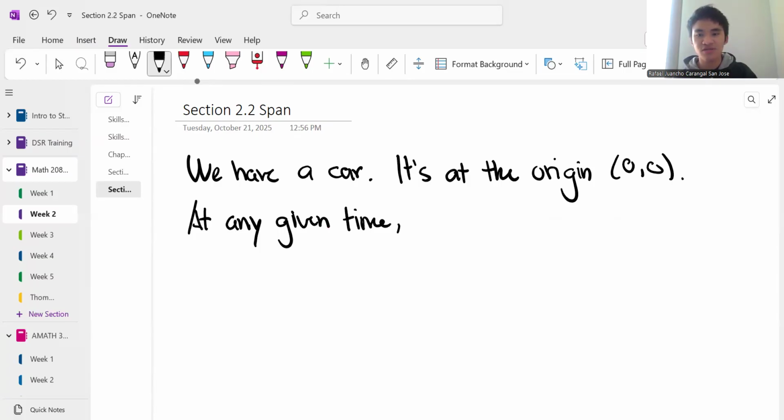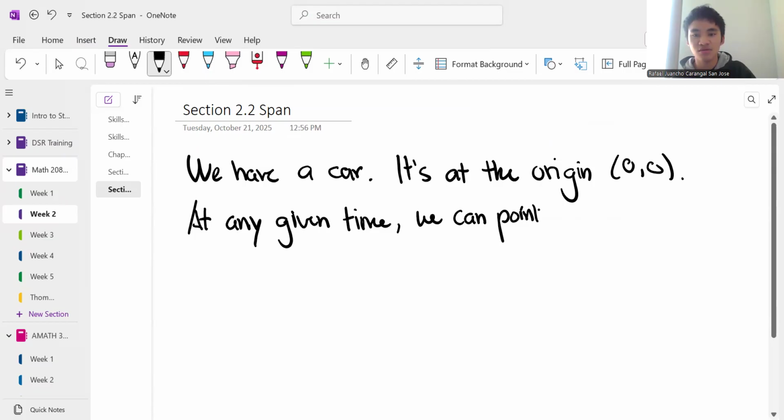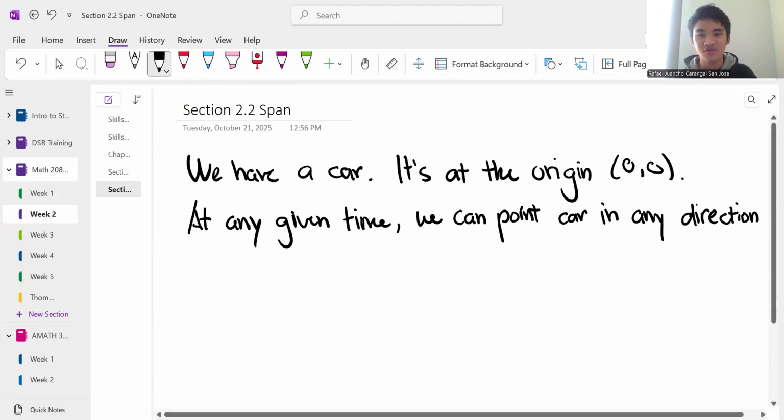At any given time, we can actually point the vehicle in any direction: left, right, up, down. It's a very, very fictitious situation, I know.